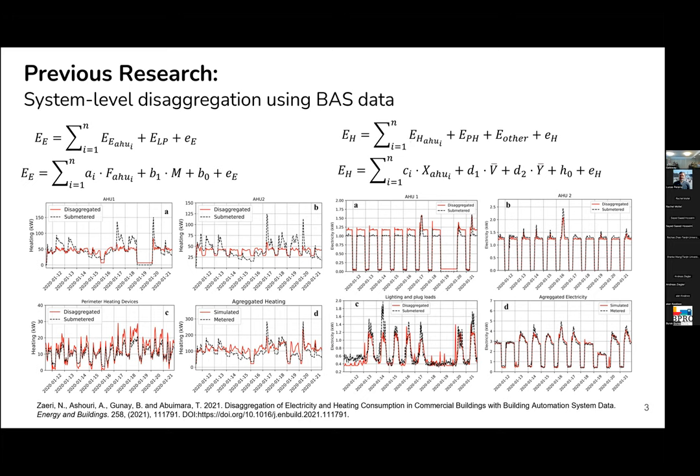Okay. So this is from an earlier work in which we were trying to disaggregate using a very simple linear regression model. We were trying to figure out different end uses, for example lighting and plug loads, from aggregated data, and how much air handling unit fans are using individually. That also applies to heating systems, where we have the bulk heating energy meter data and try to disaggregate that to individual end users. We did that because we had sub-meter data to verify the accuracy.